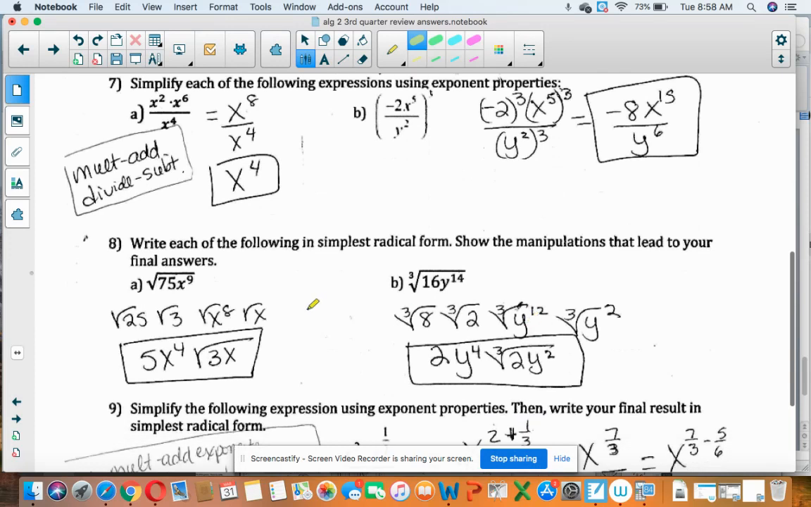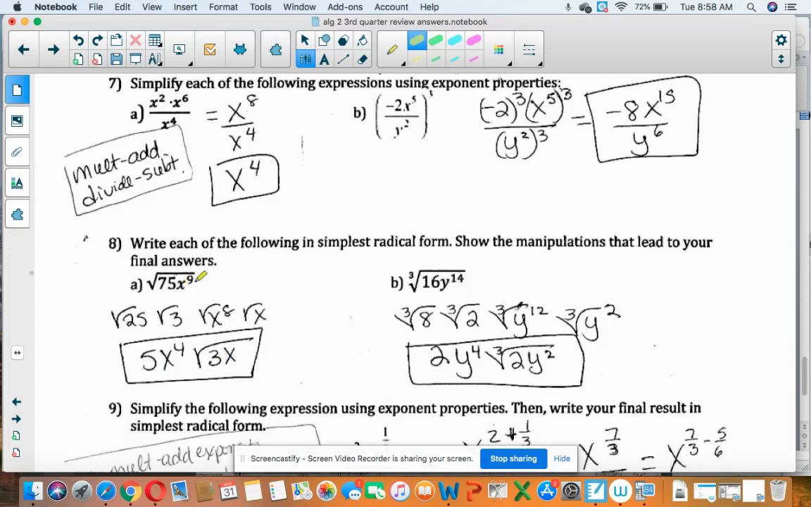Now I have some radicals. I also have some exponents in there as well. So the 75 breaks down to 25 and 3. I'm breaking it down to a perfect square. Radical 25 is 5. The radical 3 stays as a radical though.